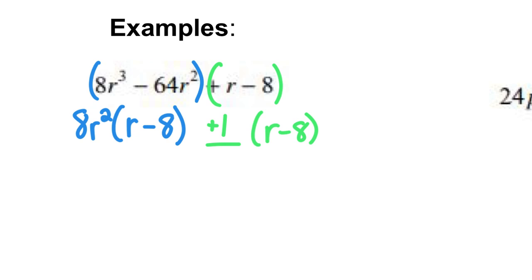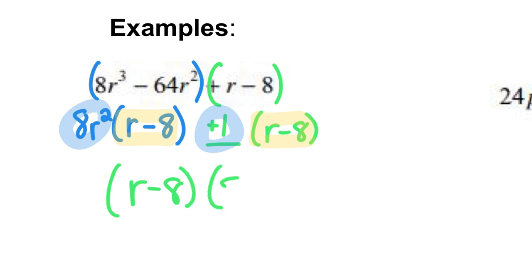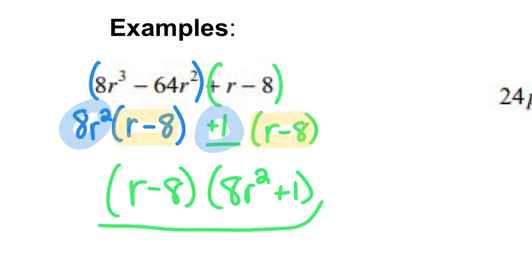And so that becomes our common binomial factor problem. And so again, when we get to here, that common binomial factor becomes our first factor. And then our leftover pieces become the second one. So our answer here is going to be r minus 8 times 8r squared plus 1. And that's our solution.